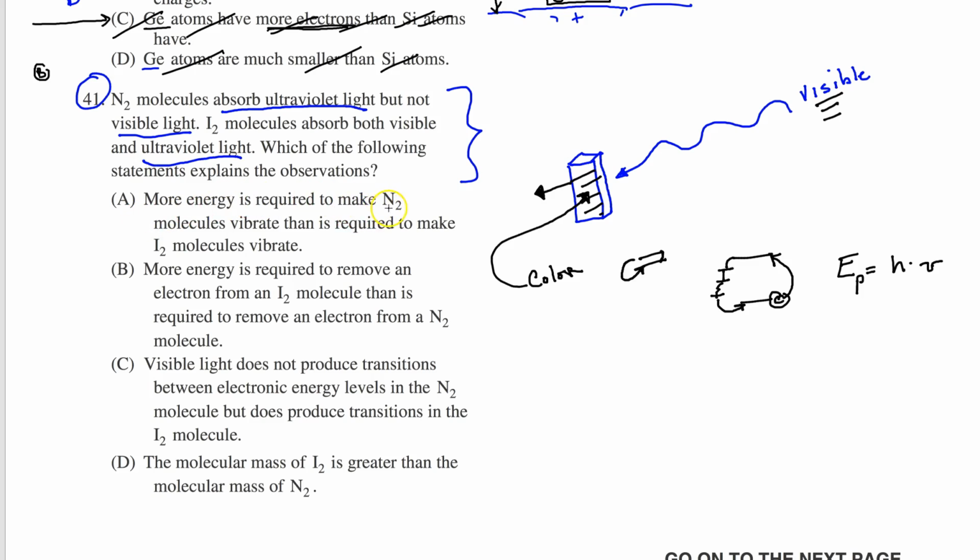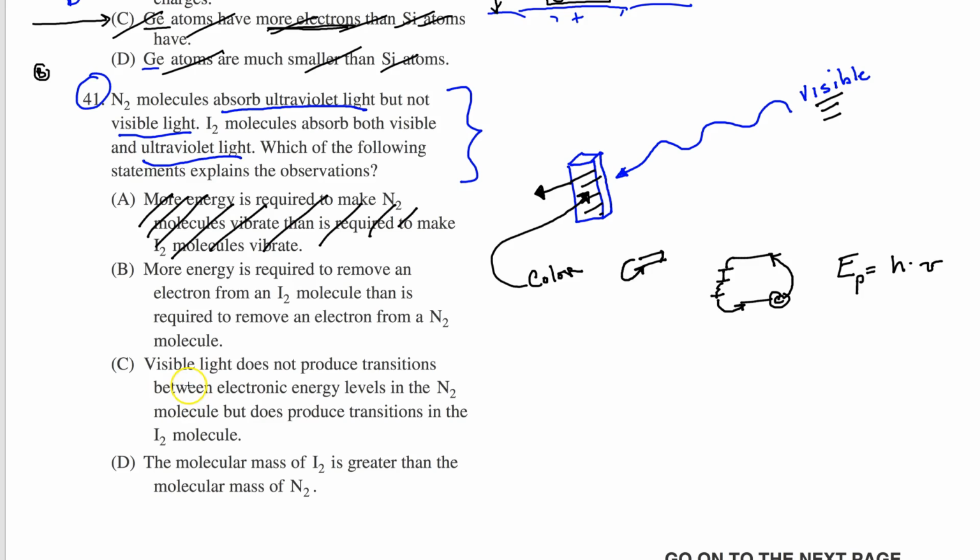More energy is required to make N2 molecules vibrate than required to make I2 molecules vibrate. Not sure here. The ultraviolet light is definitely going to make both these molecules vibrate, since they're both absorbing that. So I would say that's not going to make a good example there. They're both absorbing ultraviolet, so both are going to vibrate. More energy is required to remove an electron from an iodine molecule than it's required to remove. That's not something that's clear here either.